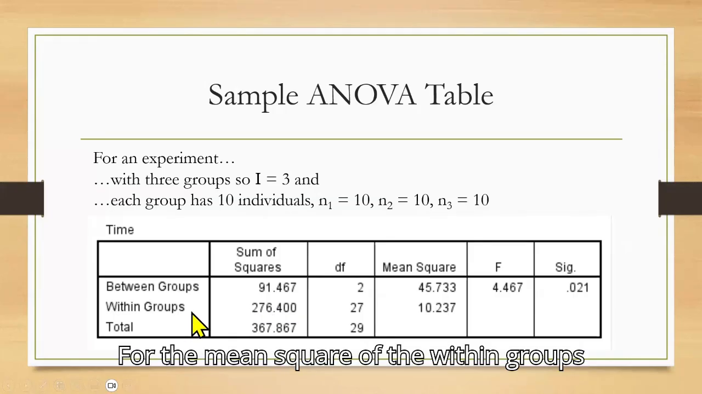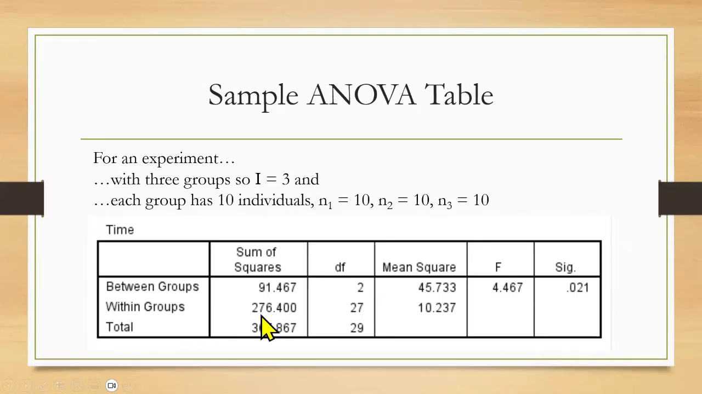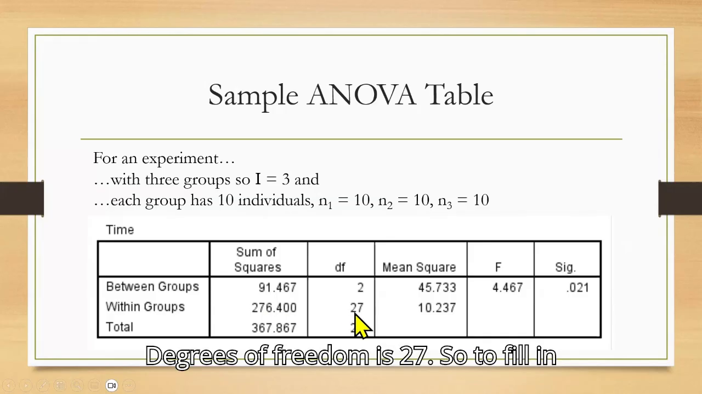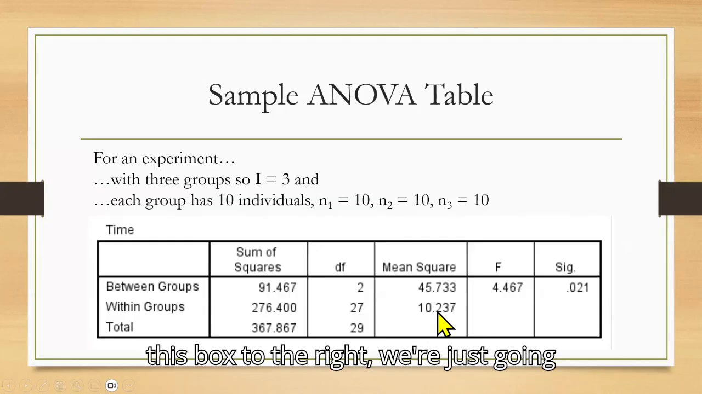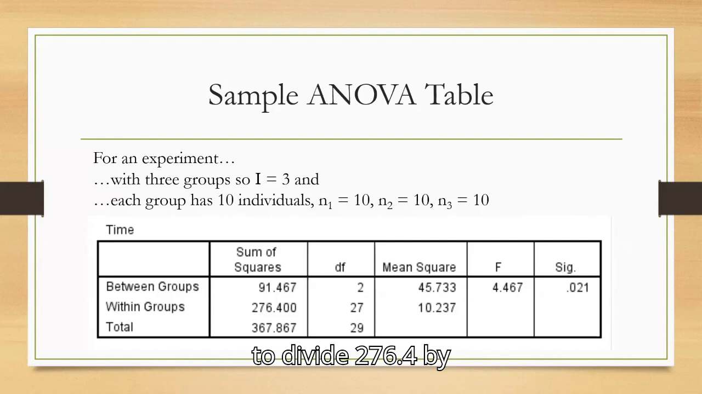For the mean square of the within groups, we have a sum of squares of 276.4. Our degrees of freedom is 27. So to fill in this box to the right, we're just going to divide 276.4 by 27, and we get 10.237.